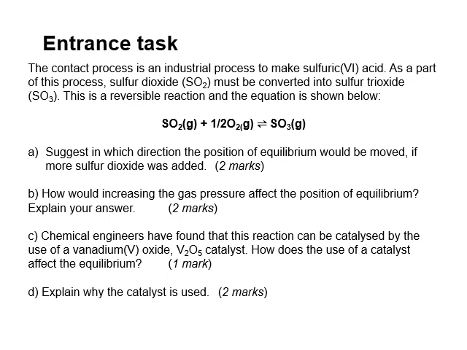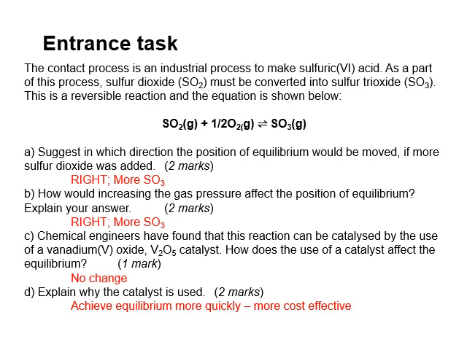Okay, so pause the slides while you have a little go at this entrance task, recapping equilibrium from last lecture. Okay, so what we should have said for A, which direction the position of equilibrium will be moved if more sulfur dioxide is added. Well, if you add more sulfur dioxide, the system will try and remove it and will move to the right, so you will make more SO3.